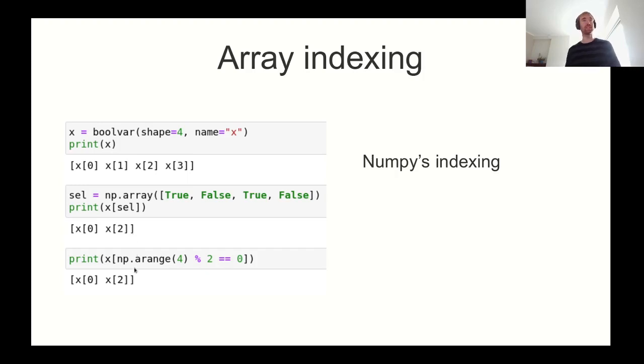Now these indexes don't have to be Boolean arrays. They can also be expressions that evaluate to Boolean arrays. So for example, ranging from 0 to 4, and then checking whether these numbers are even, and if so, it will return true, and if not, it will return false. And so 0 to 4 without 4, and so the answer is again 0 and 2.